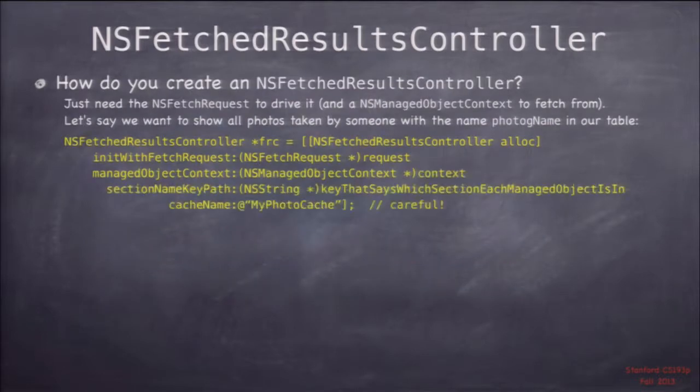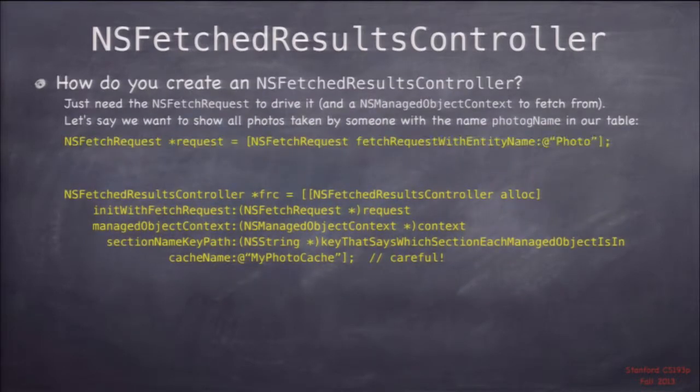How do you create one of these NSFetchedResultsController? Its alloc init looks like this. It takes a fetch request and a context. That's obviously where we're going to be doing the fetching. It'll even do section headers. So you specify which attribute in the objects that you're fetching is the name of the section, and then it'll divide the table into sections. And it can also do caching. We'll talk about those last two things in a minute.